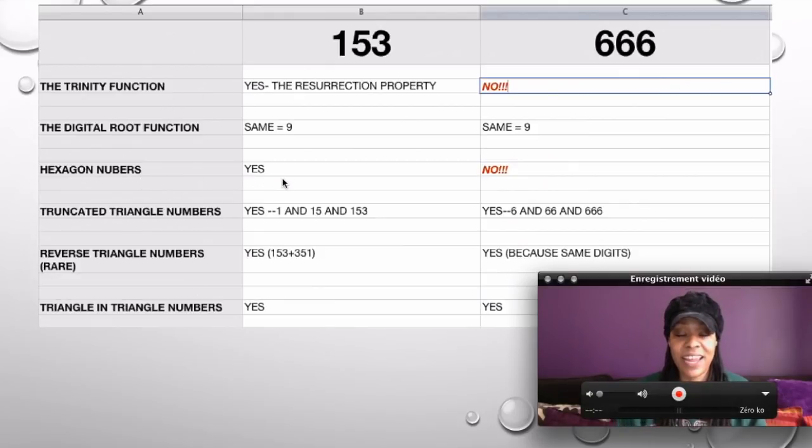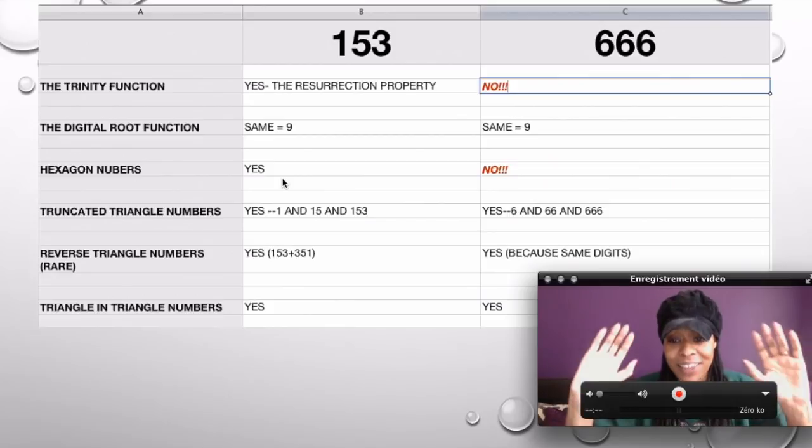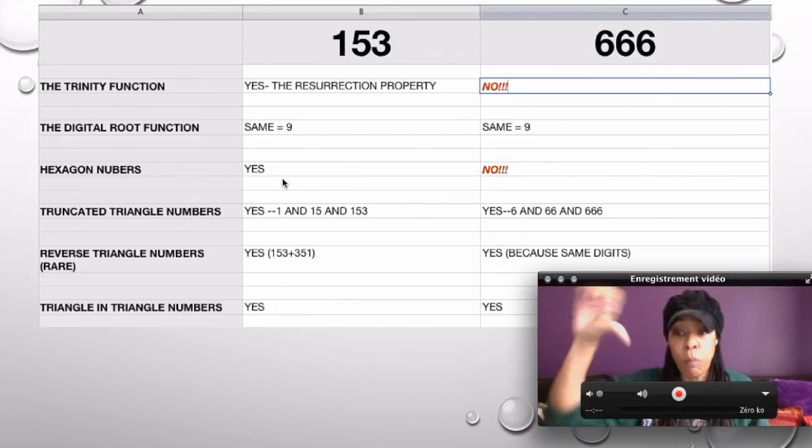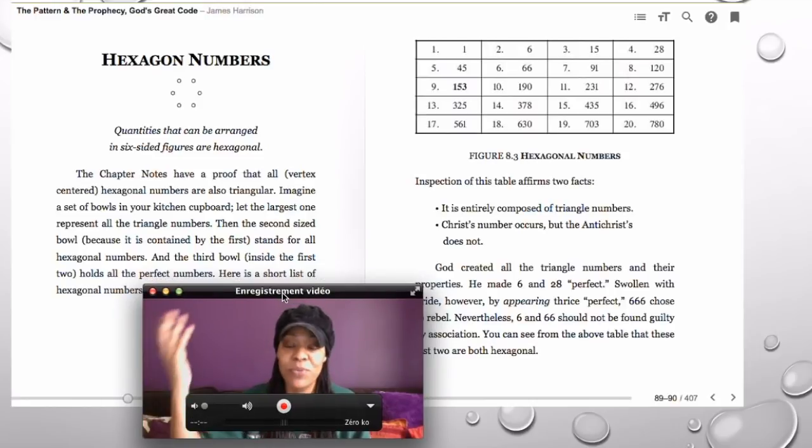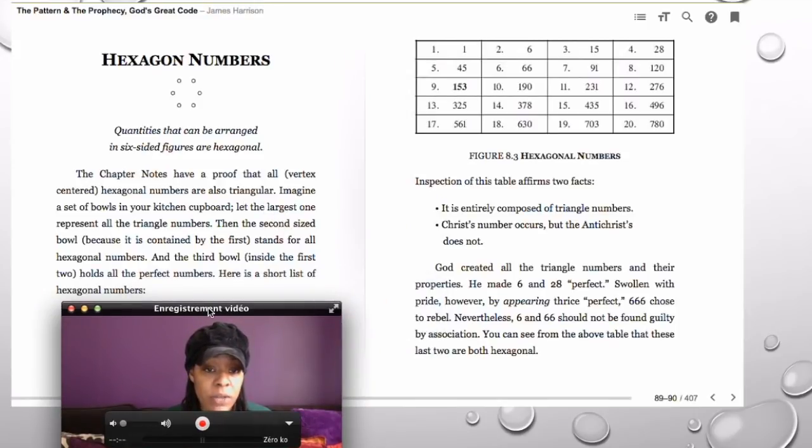Hexagon numbers, on the other hand, Yahuwah, yes! 666. Let's look at it. Hexagon numbers. These quantities can be arranged into the hexagon figure. And in one of the videos we talked about how hexagon is a holy shape, right? Because hexagonal numbers are also triangular, okay? That's why. And we talked about triangular being holy because of the Trinity, 3, right? Hexagonal numbers are also triangular.